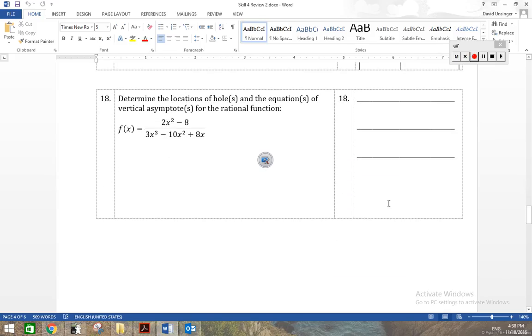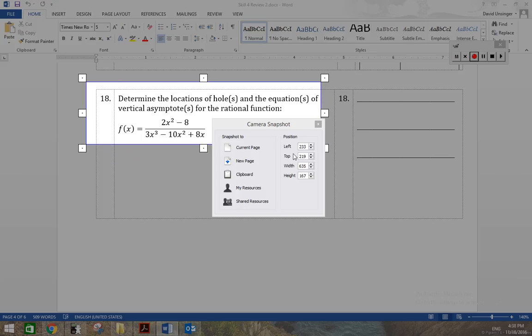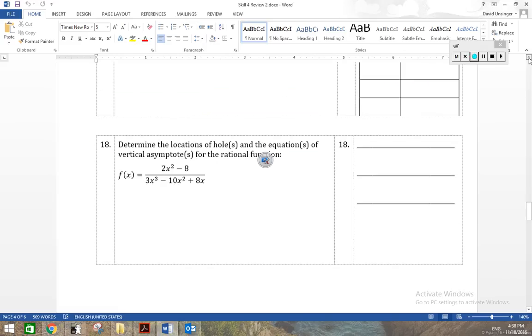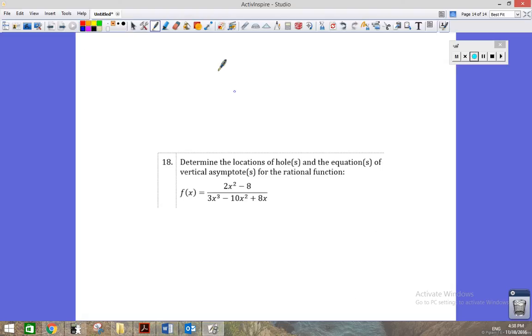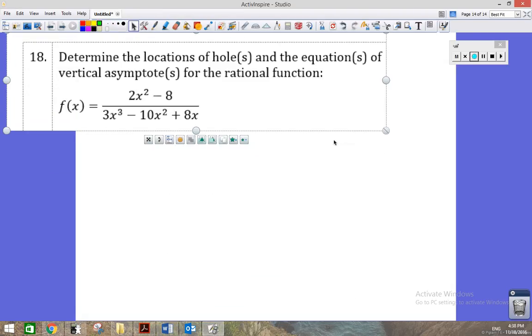So now the directions are changing. Now, also the function is changing. Before, up to this point, we've been working with polynomial functions, and now we're working with a ratio of polynomial functions. We're working with rational functions.